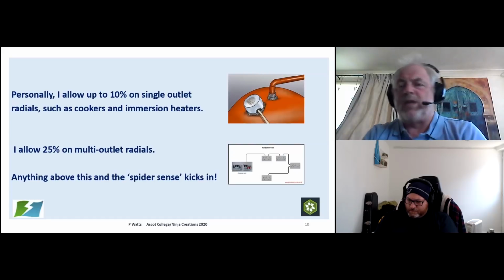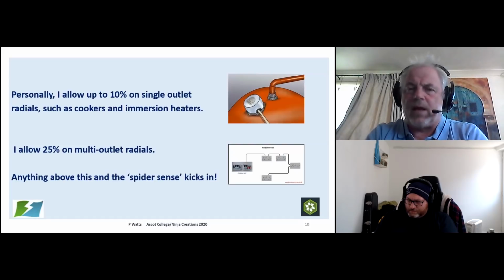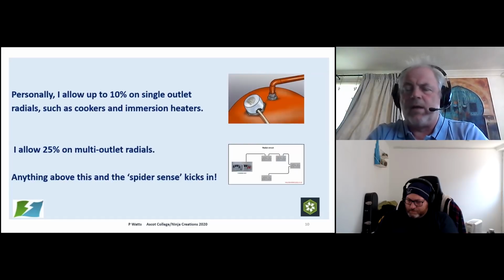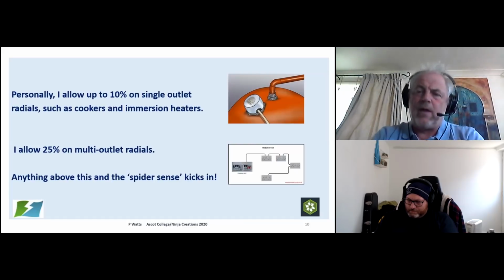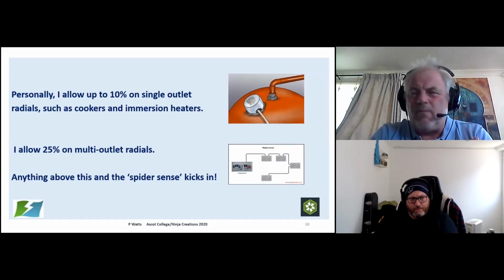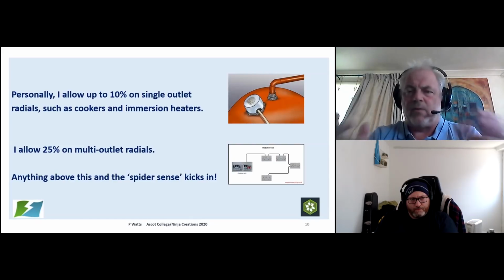If I've got multi-outlets, like on radials, and I've got lots of sections of cable which are then terminated back into connections, I would probably increase that to about 25%. So I take my calculated value, and because of these multiple connections and terminations, I would be okay up to about an extra 25%. If it exceeds that 25%, my old spider sense kicks in and I start wondering why.